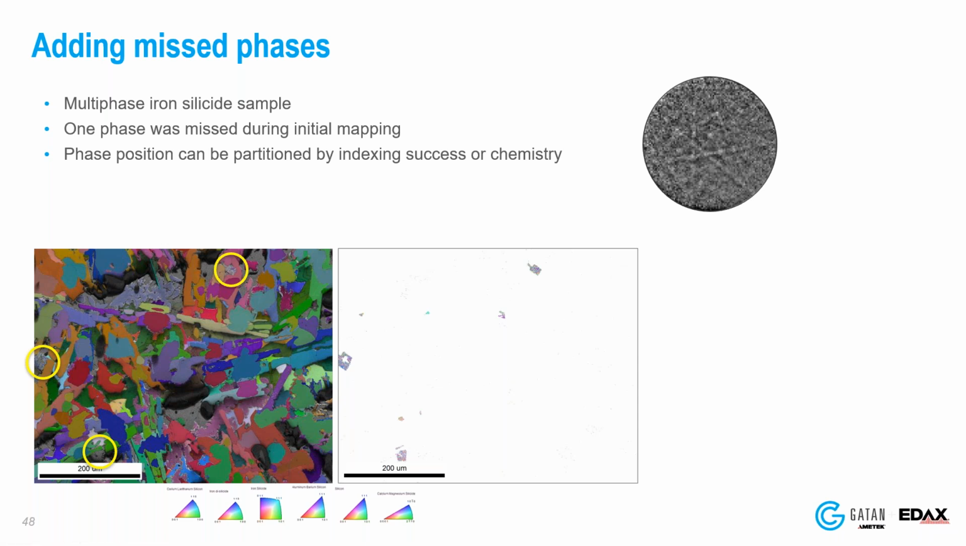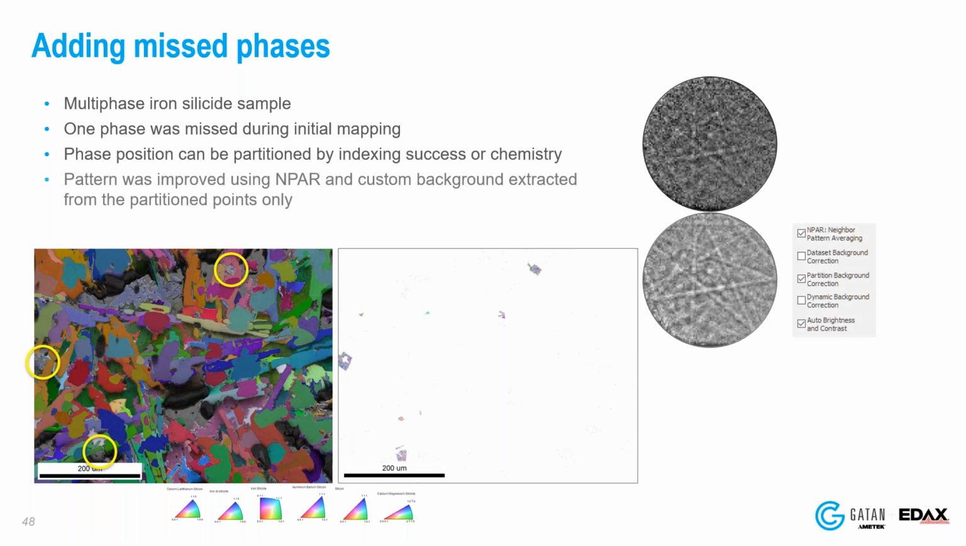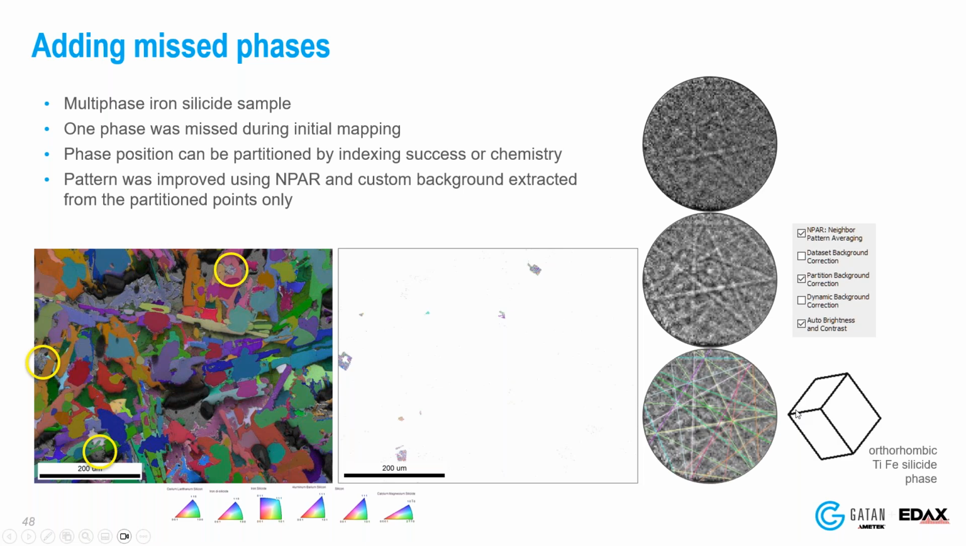That's difficult when you have no idea what it is. So let's see if we can improve that. So we have some tools now to just select NPAR. We can make a new background processing. We can stretch the contrast. And now we can see the band distribution very nicely. And when we look a little bit more closely, this identifies as an orthorhombic titanium iron silicide phase.